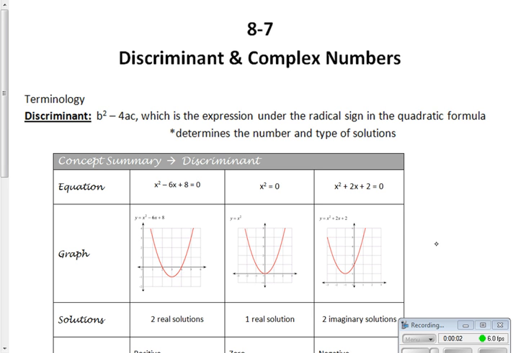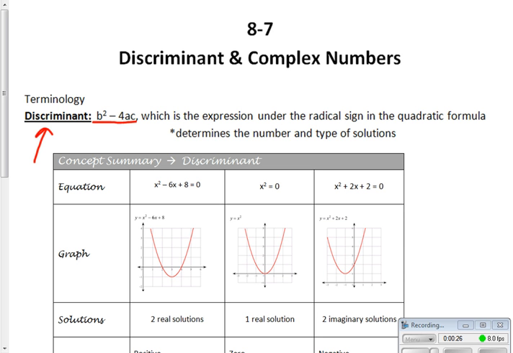Lesson 48 is on the discriminant and complex numbers. Here is the expression for the discriminant: b squared minus 4ac. If you think of the quadratic formula, that's what's inside the square root. The discriminant itself doesn't have the radical symbol there. So we have b squared minus 4ac.